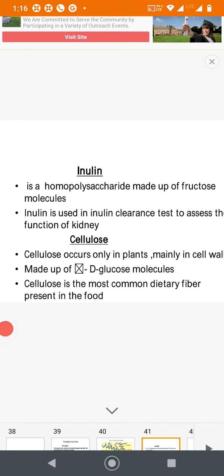Next is inulin. Inulin is a homopolysaccharide made up of fructose molecules. It is not of much importance. It is an exogenous compound which is used in a kidney function test, the clearance test. Cellulose is plant fiber. Okay, cellulose is a plant fiber.